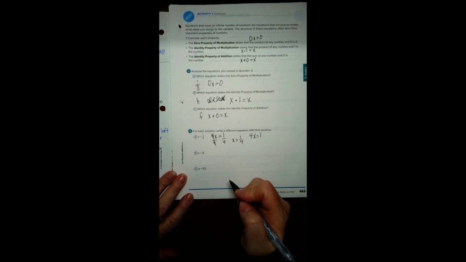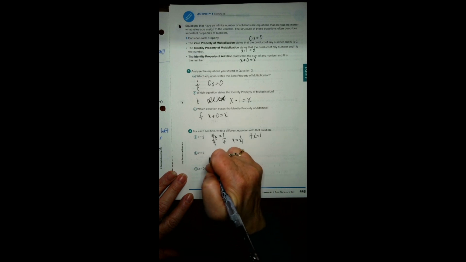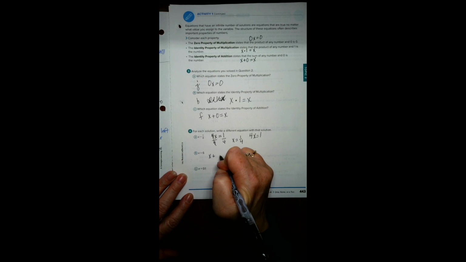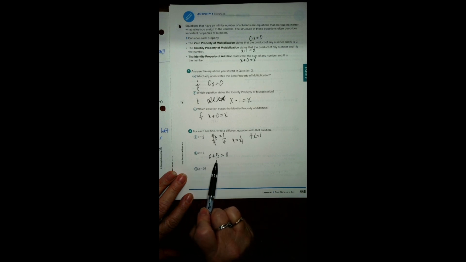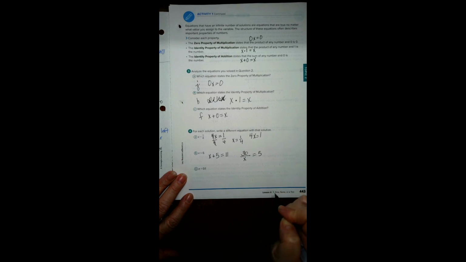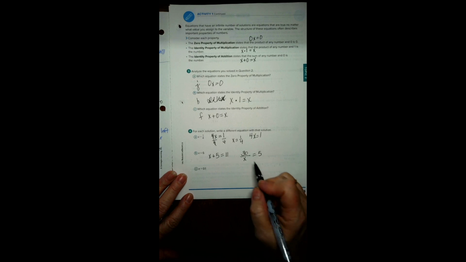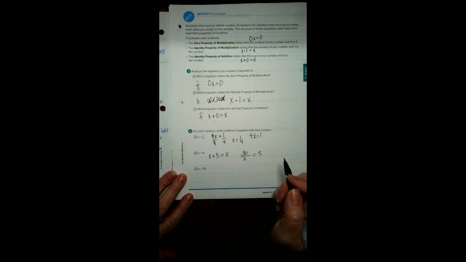So the answer could be 4x equals 1. X equals 6. So let's see, I could say maybe x plus 5 equals 11. So if I put a 6 in here, 6 plus 5 equals 11. So that one would work. That would give me a 6. We could have one that is like 30 divided by x equals 5. So 30 divided by what gives you 5? 6.